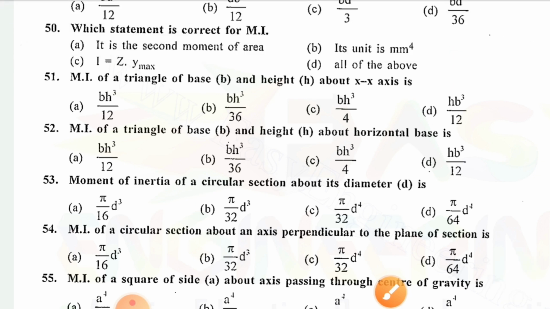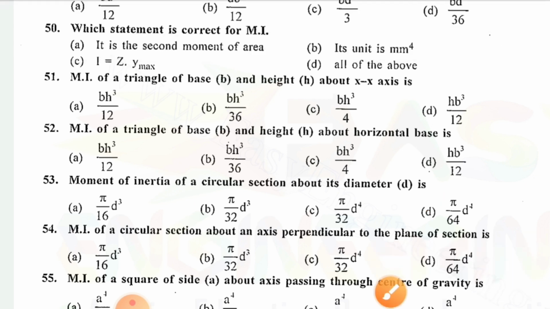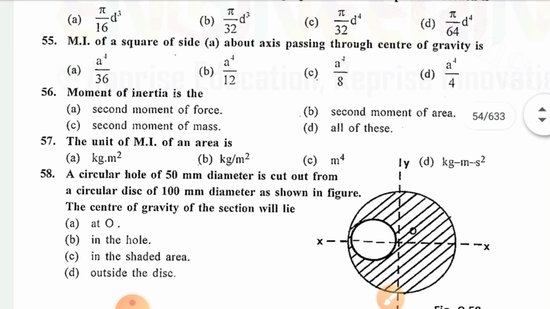Question number 53. Moment of inertia of a circular section about its diameter d is: option D is correct, pi by 64 d power 4. Question number 54. Moment of inertia of circular section about an axis perpendicular to the plane of section is: option C is correct, pi by 32 d power 4. Question number 55. Moment of inertia of a square of side a about axis passing through center of gravity is: option B is correct, a power 4 by 12.